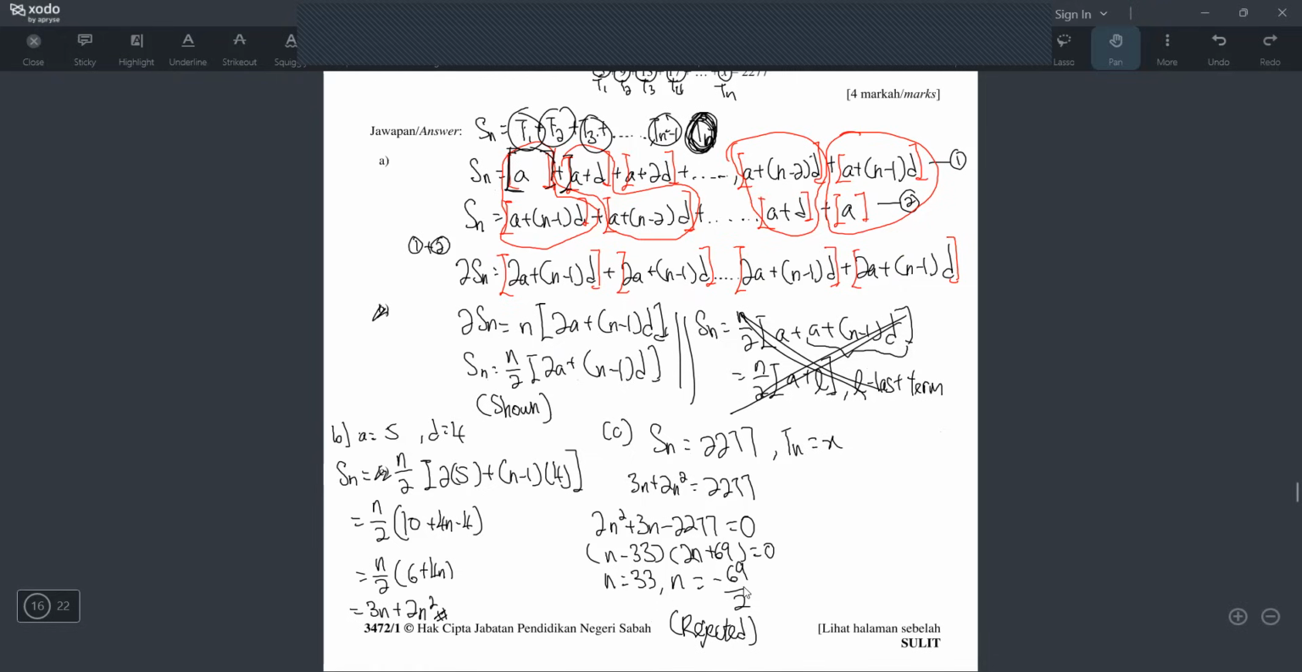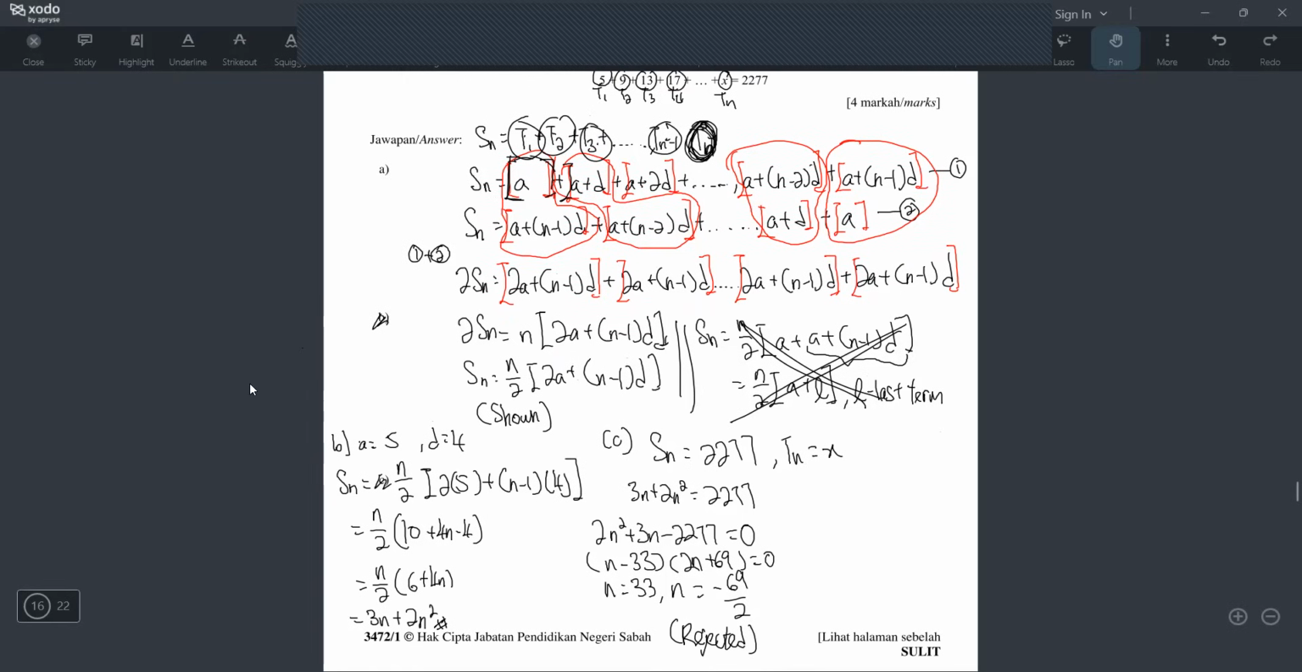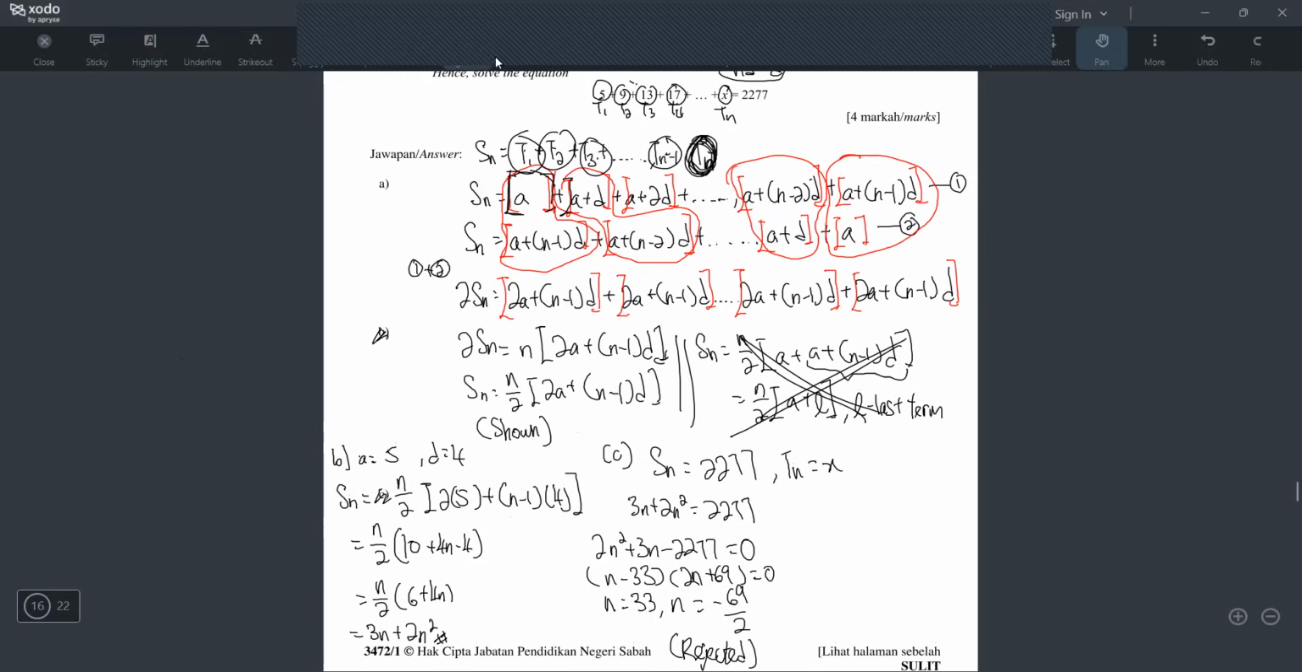Okay, so I repeat one more time. N cannot have fraction, cannot have decimal, cannot have negative. Now I already know my n is 33, but this is not the answer because they want to find x. So the 33 is not the x answer. The 33 is just the n answer. So to find x, I still have to find T33 because now I know my n is 33.